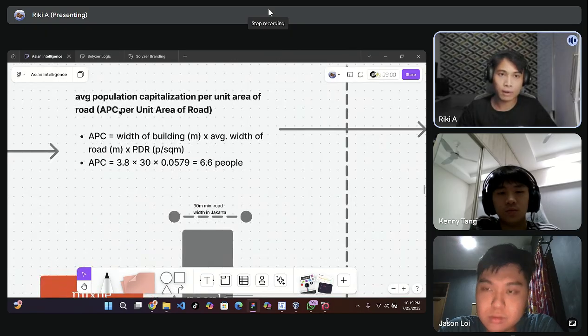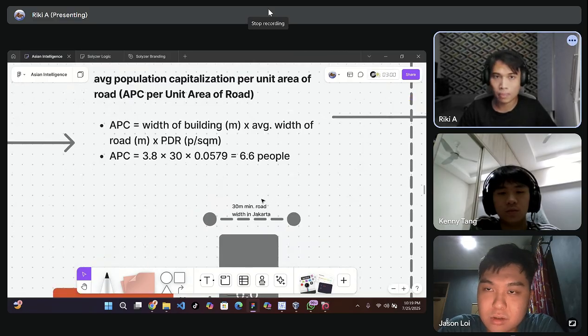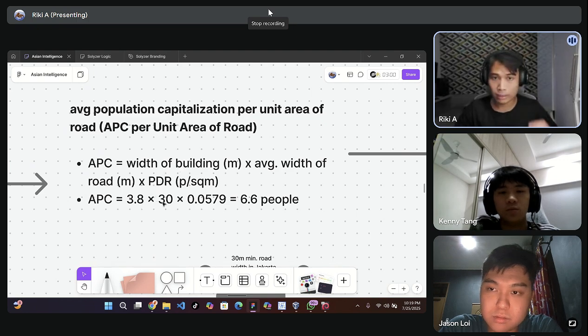After that, we calculate the average population capitalization per unit area of road, which is APC per unit area of road per unit of time. APC is width of building in meters multiplied by average width of roads in meters multiplied by PDR, people per SQM. APC equals 3.8 multiplied by 30 multiplied by 0.05 equals 6.6 people.